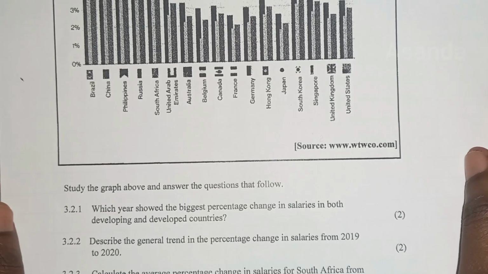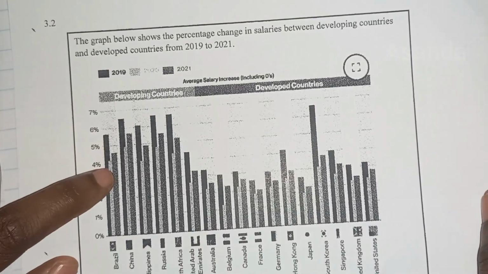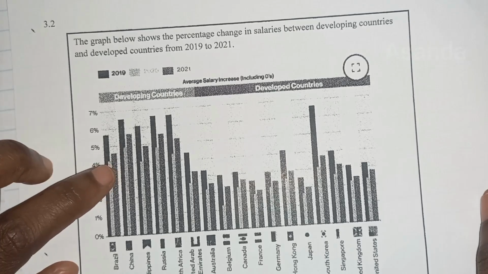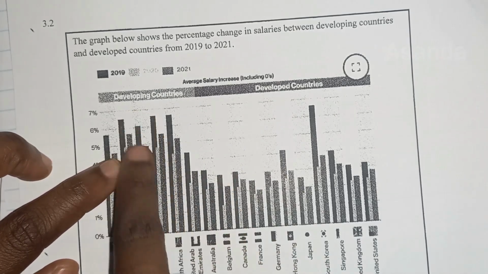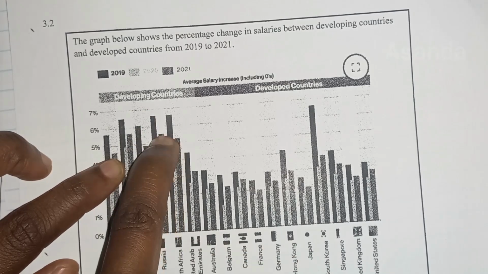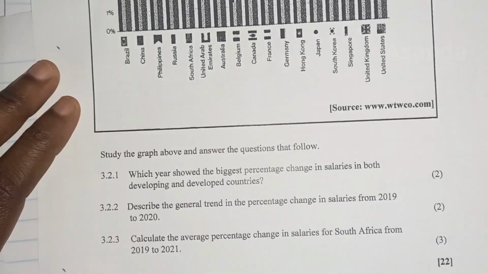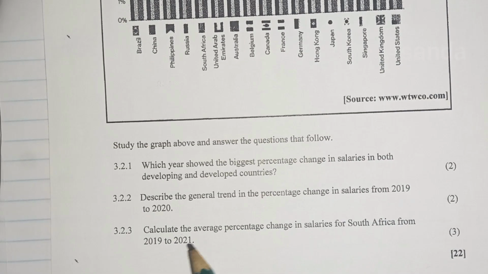Describe the general trend in the percentage change in salaries from 2019 to 2020. So as you can see, the percentage change dropped from 2019 to 2020. In 2020, it dropped and then it increased. And if I check most of the years, it starts high and then it drops in 2020 and then it increases again in 2021. Calculate the average percentage change in salaries for South Africa from 2019 to 2021.